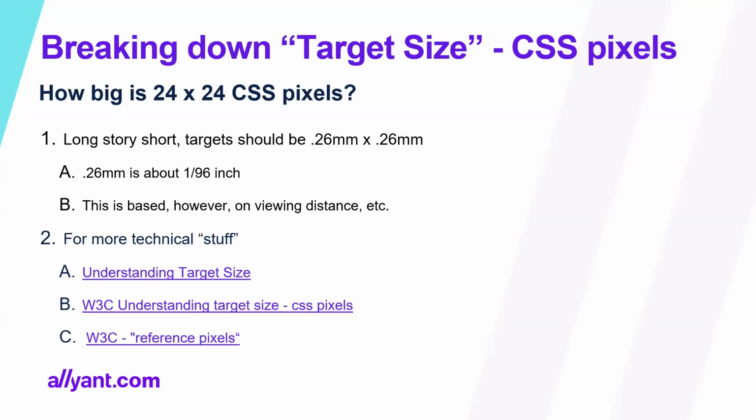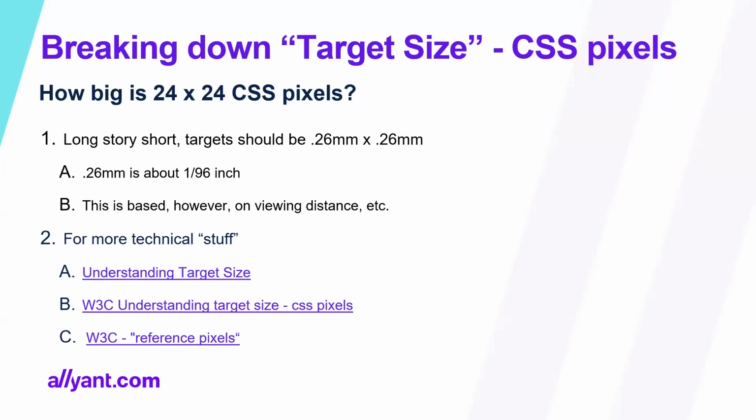Of course, now one of the things that makes this technical, makes this interesting, is that it's based on a number of different factors sometimes. For example, viewing distance, and in fact, even the viewing platform, right? So, pixel size can change depending on different factors, right? For that more technical information, there's 3 links here in the presentation. These links are all from the W3C. They've got great resources on understanding target size and pixels and so on, right?